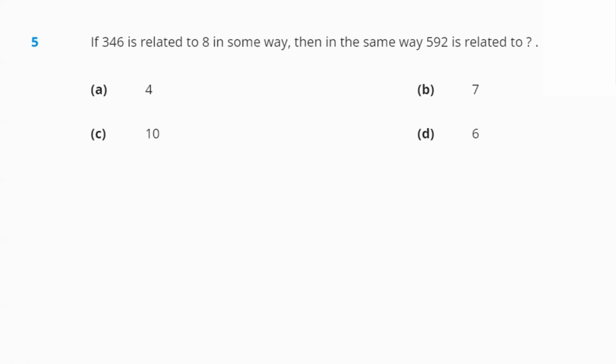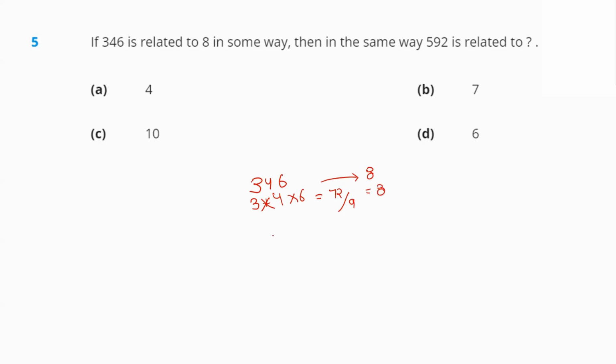If 346 is related to 8 in some way, then in which way is 592 related? So first we'll write 346. We had to anyhow make it 8. So if we add all these, 3 plus, no, we'll multiply. 3 multiplied by 4 multiplied by 6 gives us 72. And if we divide 72 by 9, we get 8.